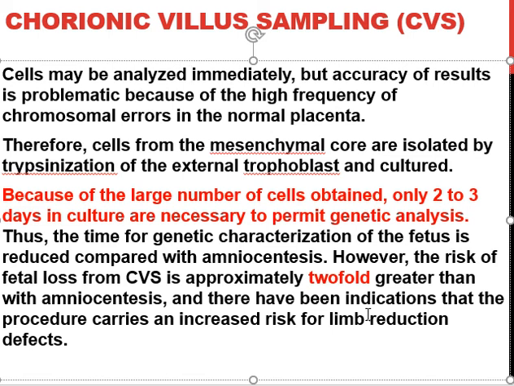There have been indications that the procedure carries an increased risk for limb reduction defects during chorionic villus sampling.